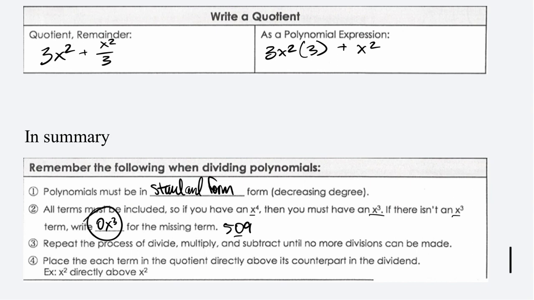We're doing the same thing when we use a polynomial, and we're doing long division, and there's no term for x cubed or x squared or x. We use 0 as a placeholder. We repeat the process of dividing, multiplying, and then we subtract until we cannot do any more division. And then each quotient of the term that we divide goes directly above its counterpart in the dividend. That last part will make more sense as we do some examples.